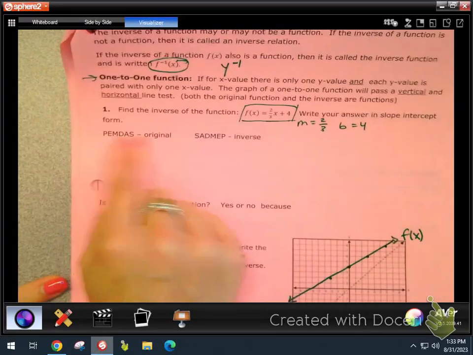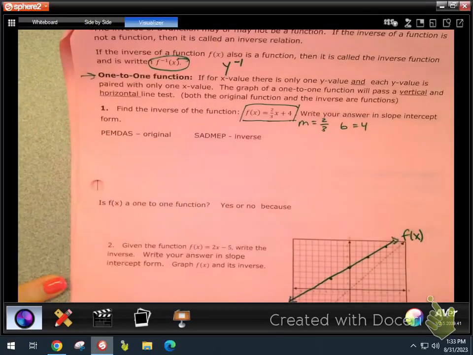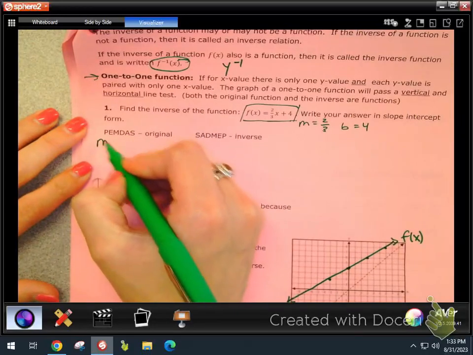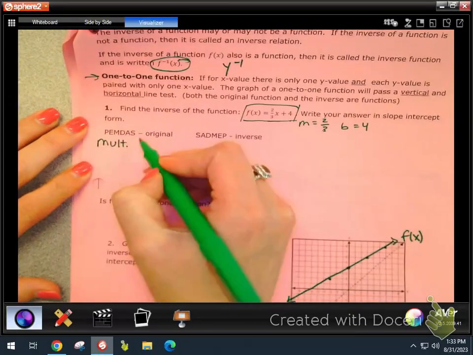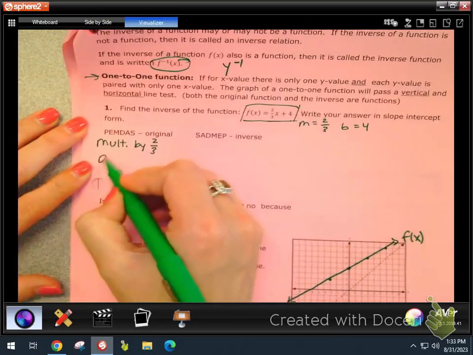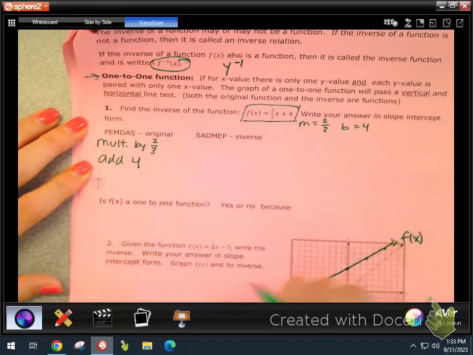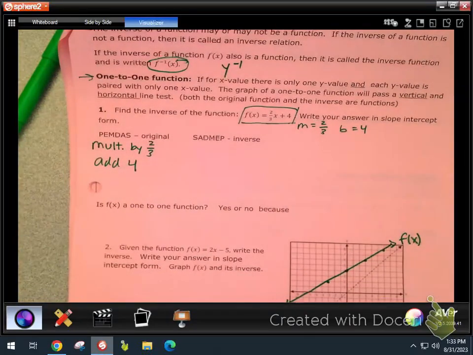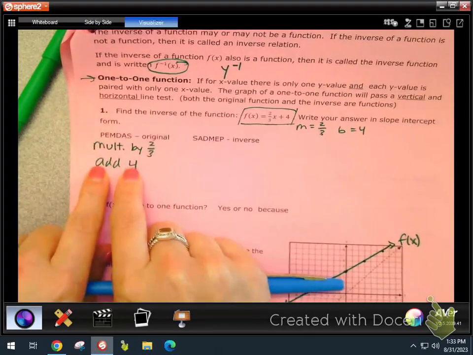You're just following PEMDAS. So if it says original, let's write what we're doing. We're multiplying. We're following PEMDAS. There's no parentheses, no exponents. So we're going to do our multiplication first. Multiply by 2/3. And then we're adding 4. Okay? Inverse functions are all about opposite. Meaning my inverse function is going to have the opposite of these things in the opposite order. So what is the opposite of, I got to work backwards, adding 4?